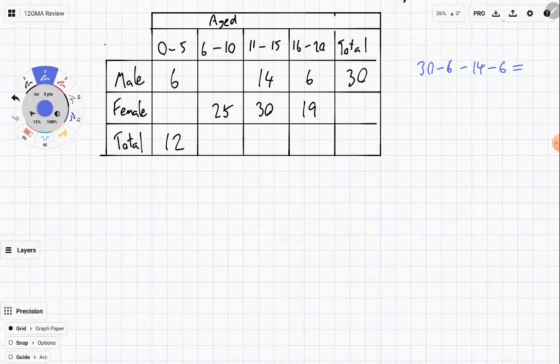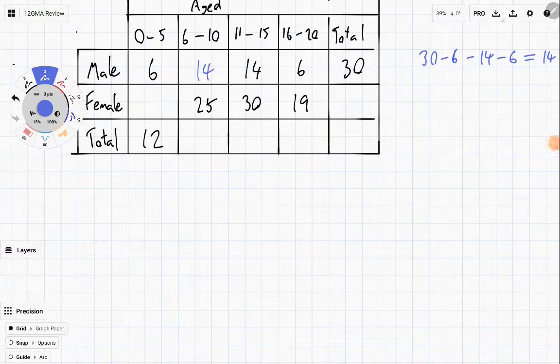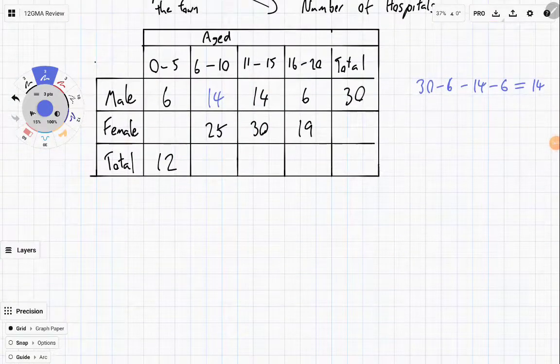And indeed it is. It's going to be 14. Similarly, we can now start going down this column here, and we can see that we've got 6 plus something equals 12, well, 6 plus 6 equals 12. And now we can actually just start completing the table normally.